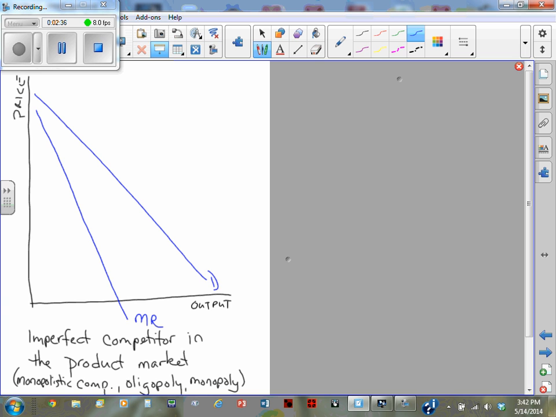Now, in order to determine quantity, we're going to have to add in marginal cost. Remember, marginal cost is shaped like a check mark or a Nike swoosh. The intersection of marginal revenue and marginal cost is going to determine our output. So that's this point right here will determine the amount that we'll be willing to produce. But it won't determine the amount that we're going to charge.